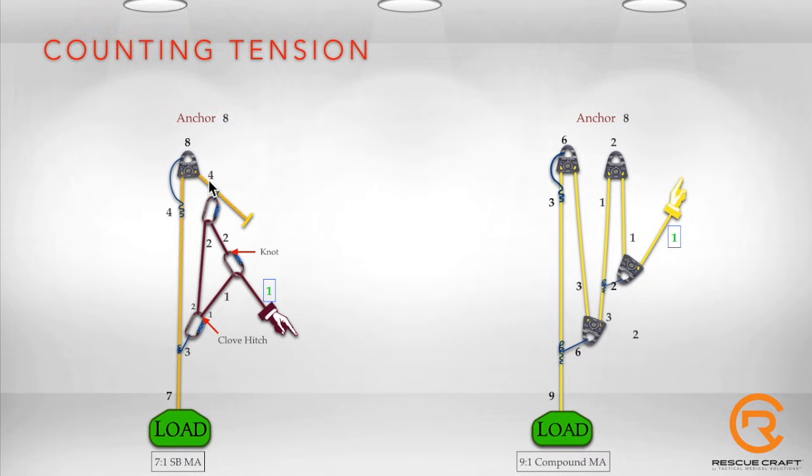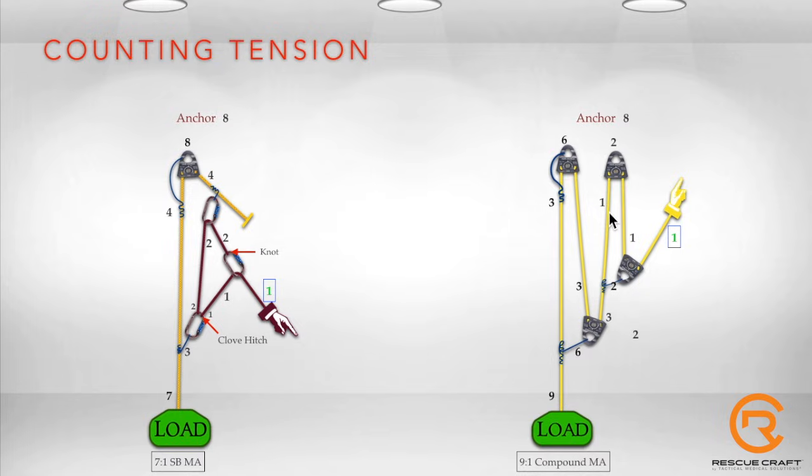Come back up to where our 4 was. If 4 comes in, 4 has to come out, and we have a total of 8 on our anchor. That 4 is going to be coming on down. That 4 meets with the 3, and we have 7. So that's a 7-to-1 Spanish Burton configuration. And we have 8 tensions on our anchor, oddly enough, because we're pulling against it.